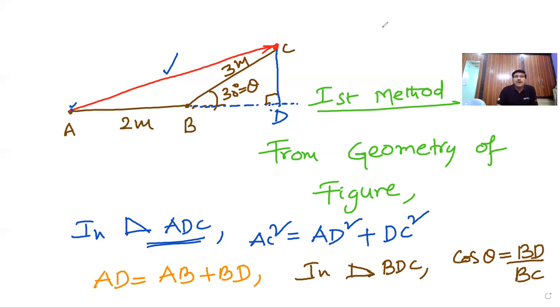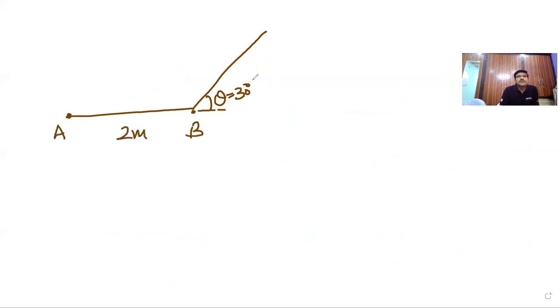Clear? No. Observe. Same thing here I am writing. This is theta, 30 degrees. Now this is initial point A, B, 60 meters. This is C. Now what we require is AC, initial to final point, AC we require.